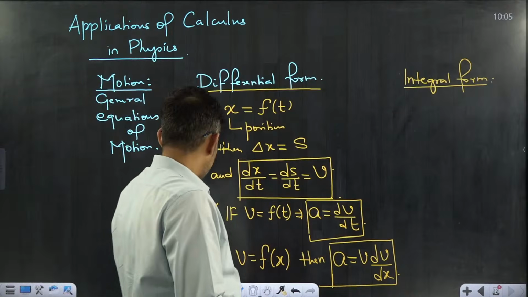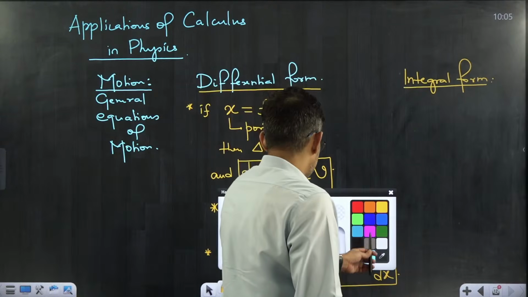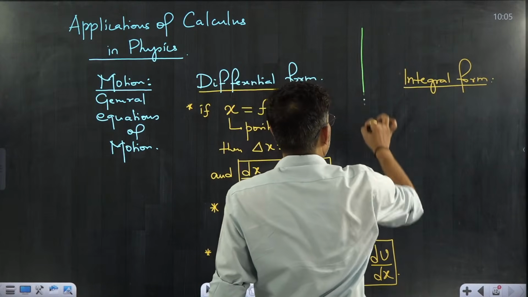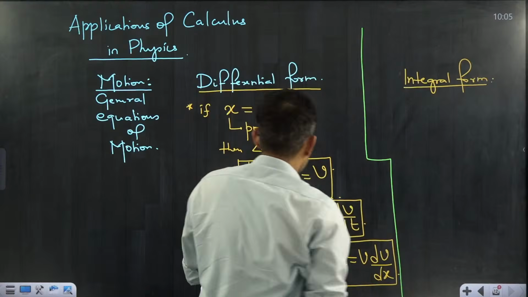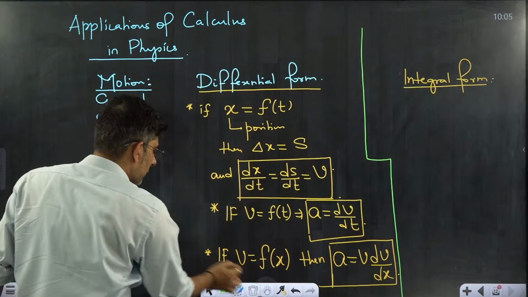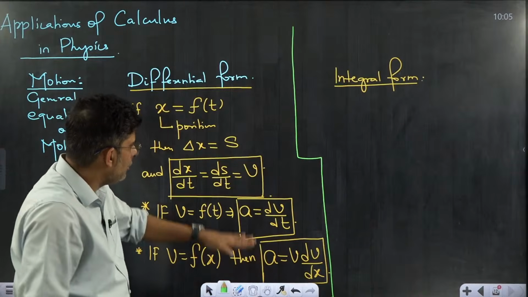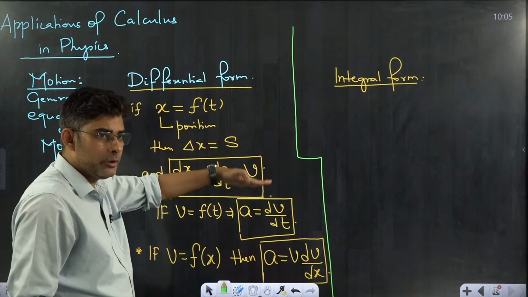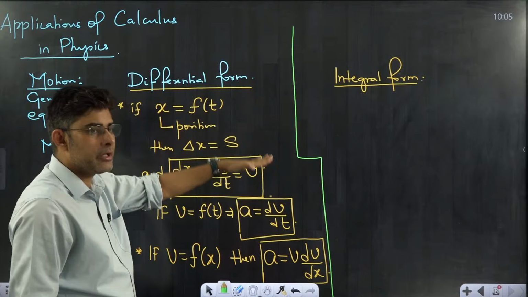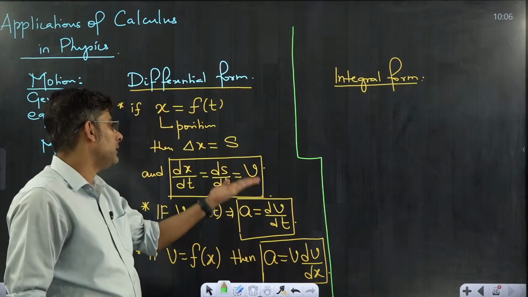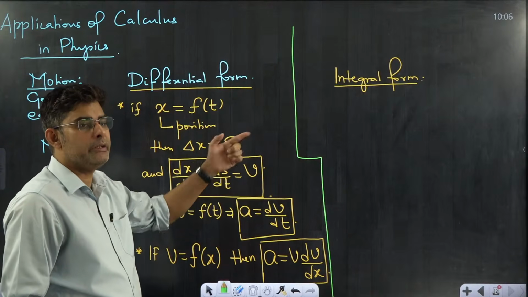Now, next we come to the integral form. As I told, integration is just the reverse of differentiation. So when we want to go from position to velocity to acceleration, we keep on differentiating. And when we want to go from acceleration to velocity to position, then we keep on integrating.